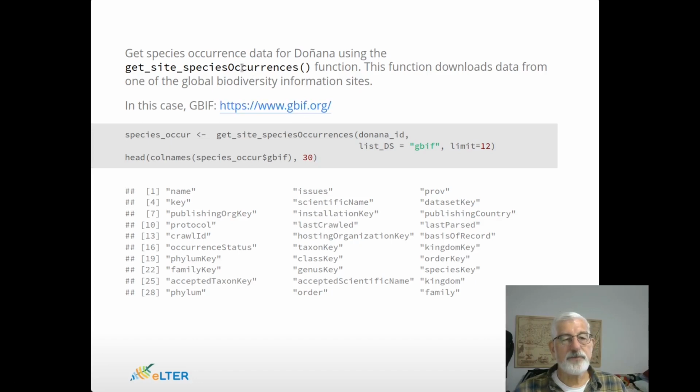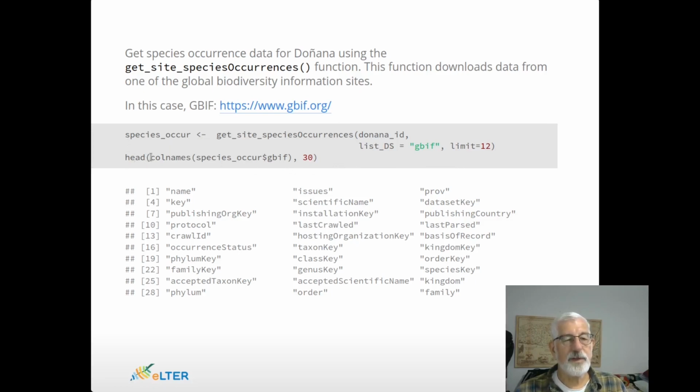Next, we use the get_site_speciesOccurrences function to download data from the GBIF website. This will give us a list of different species that are found in that particular location. So we call the function get_site_speciesOccurrences with the Doñana ID that we retrieved previously, and we pass which data store you want to use, in this case GBIF. We'll limit ourselves to only 12 examples, otherwise the list will be too long.